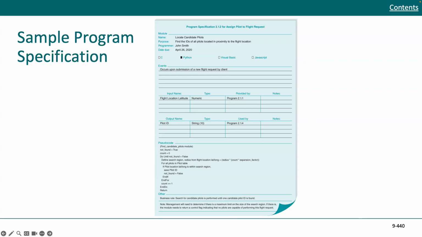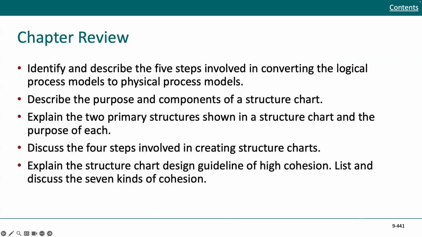All right, well, let's just finish up with a chapter review, just a couple of slides. So we've had a chance to consider how to identify and describe the 5 steps involved in converting the logical process modules to physical process modules. We described the purpose and components of a structure chart. We explained the 2 primary structures shown in a structure chart and the purpose of each. We discussed the 4 steps involved in creating the structure charts, and we also explained the structure chart design guideline of high cohesion.